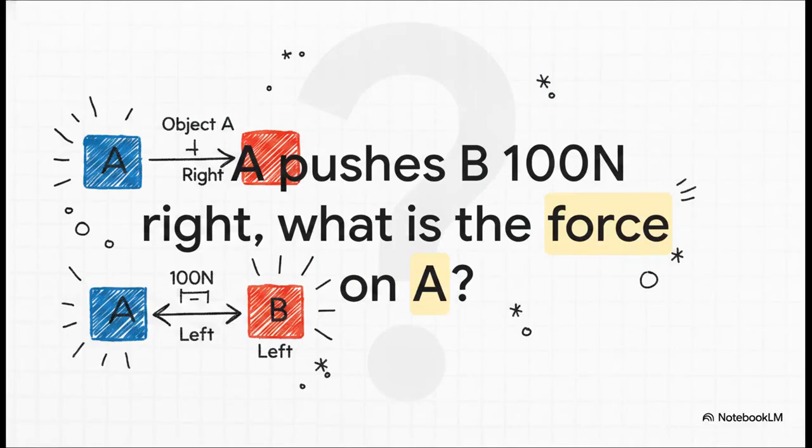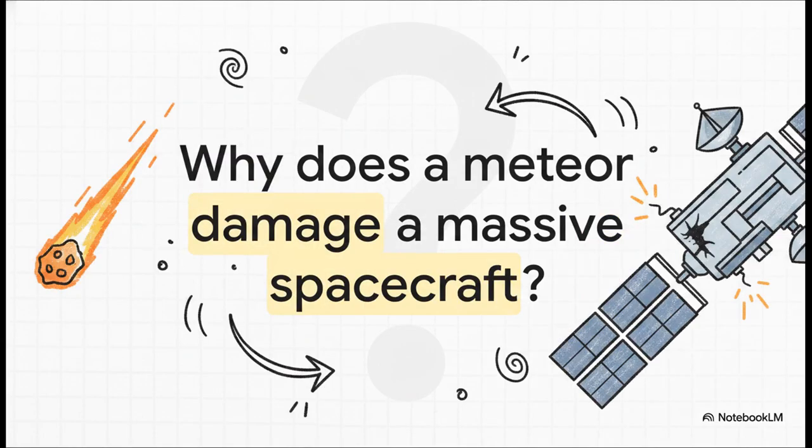So let's test this out with a level A knowledge check. This one's for you. If object A pushes object B with 100 newtons of force to the right, what is the force on object A? Think about it for a second based on what we just learned. Okay, if you said object B pushes object A with exactly 100 newtons of force to the left, you absolutely nailed it. Equal strength, opposite direction. Boom. Now let's level up.